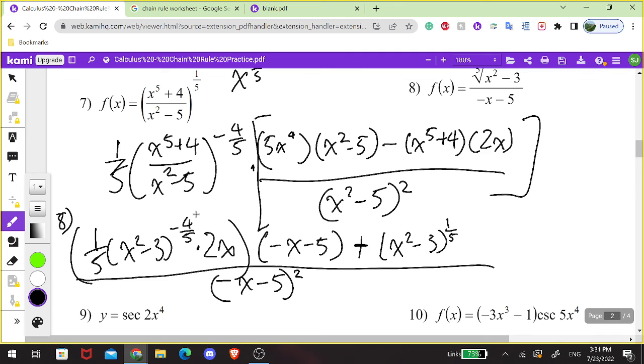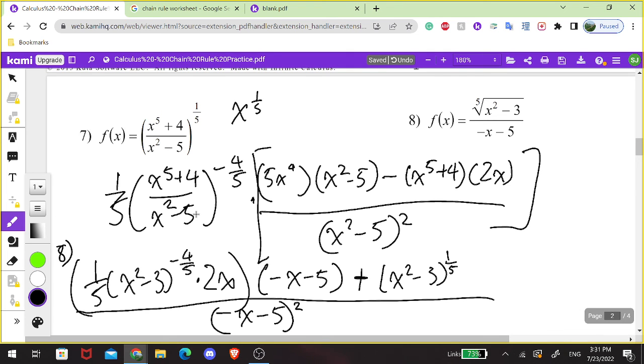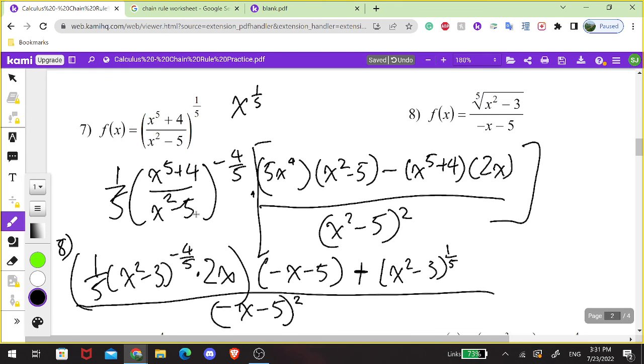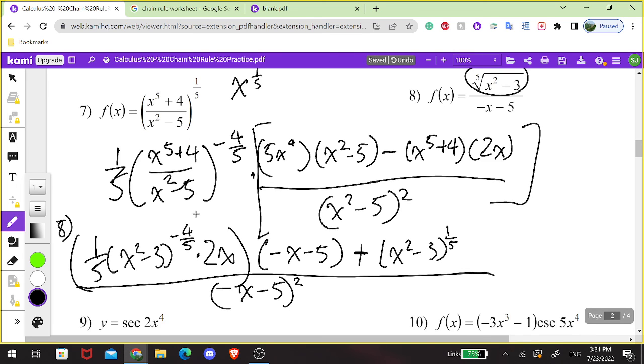So number 7 was a problem where we used quotient rule inside of chain rule. Now this one, number 8, we were using chain rule inside of a quotient rule, because we had to change the first part. When we were trying to find the derivative of the upper component, we had to use chain rule, but everything else was just quotient rule.